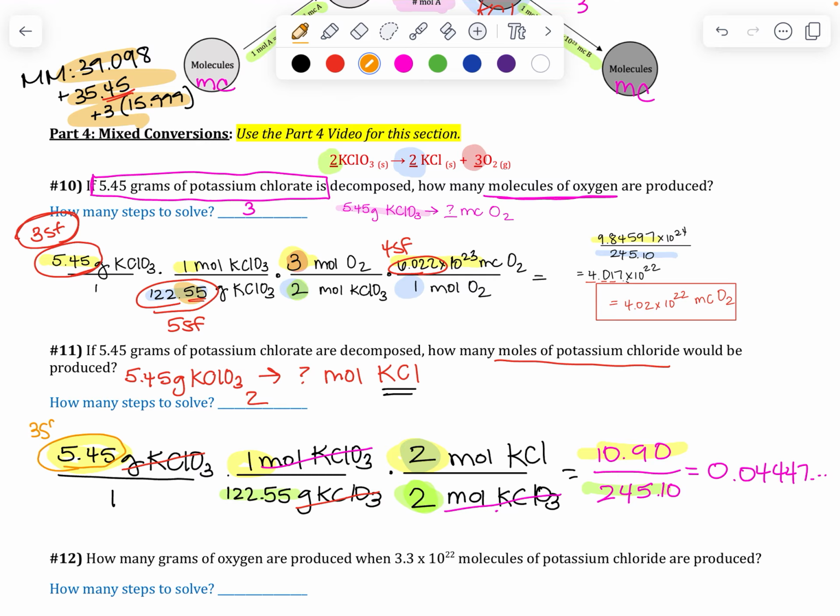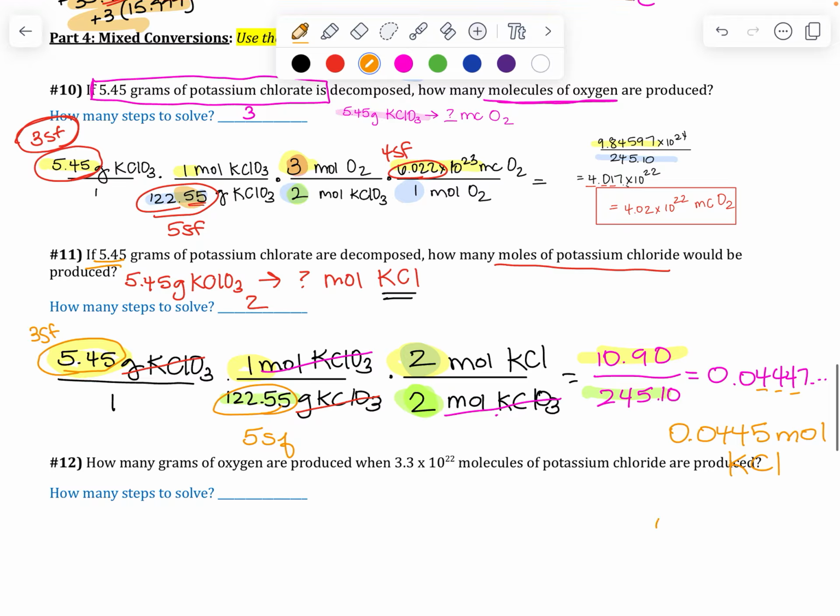5.45 has 3 sig figs. Oftentimes it's our starting value that's going to determine that. My molar mass here has 5 sig figs. And again, these are exact numbers, so those don't contribute. So we're going to want 3 sig figs in our answer. 1, 2, 3. So I'm going to have 0.0445 moles of potassium chloride, or I could do 4.45 times 10 to the negative 2 moles of potassium chloride if I wanted to do scientific notation on that answer.